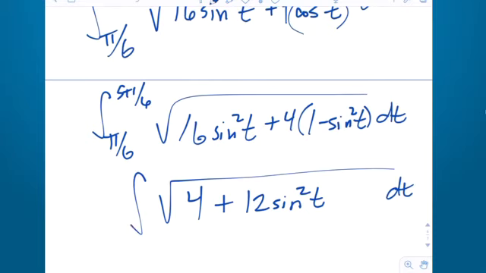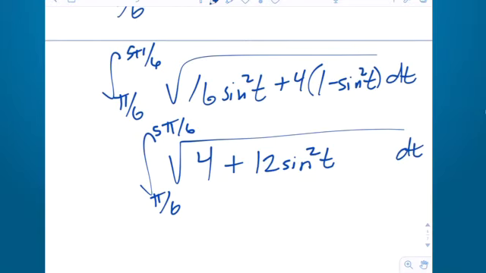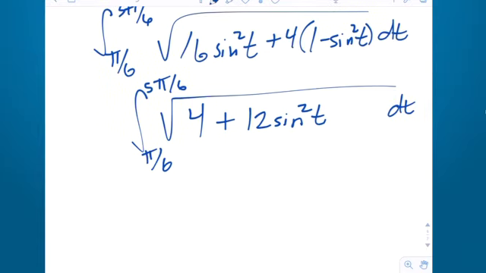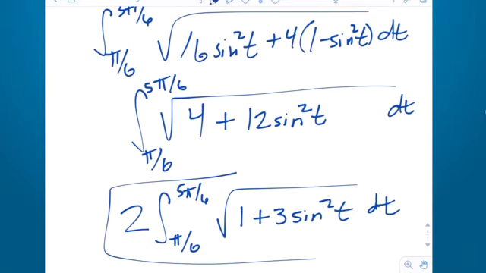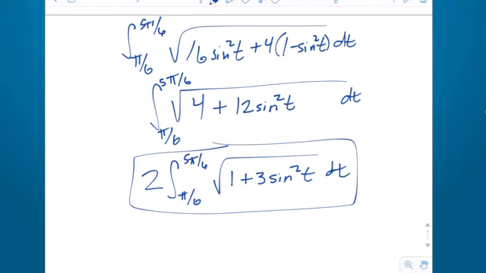dt. And then, since that turns out so nicely, I doubt that would be an answer choice, because what can we factor out from each of those? A 4. And if we factor out a 4, that's significant because 4 is a perfect square. So I could take the square root of 4 and call it 2 and pull it out front and say pi 6 to 5 pi 6, and then just be left with 1 plus 3 sine squared of t dt. And that could be a nice simplified integral. That could be an answer choice. All your answer choices would be integrals.